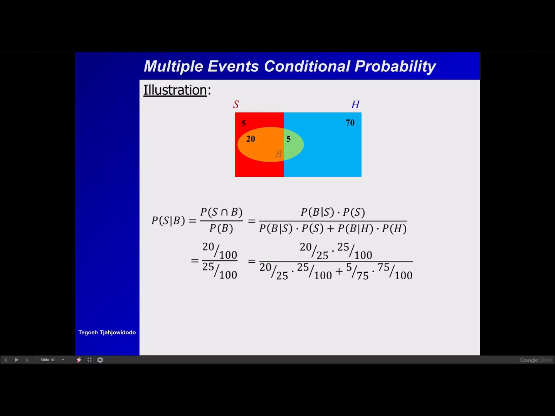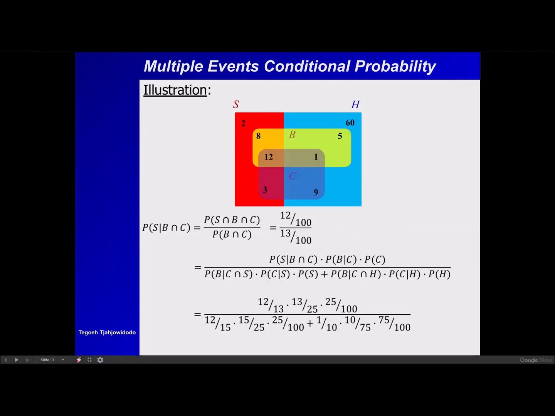Okay, this is another example when we have more than just 4 events. We have multiple event case here. You want to calculate the conditional probability. So we have 2 main events, S and H.